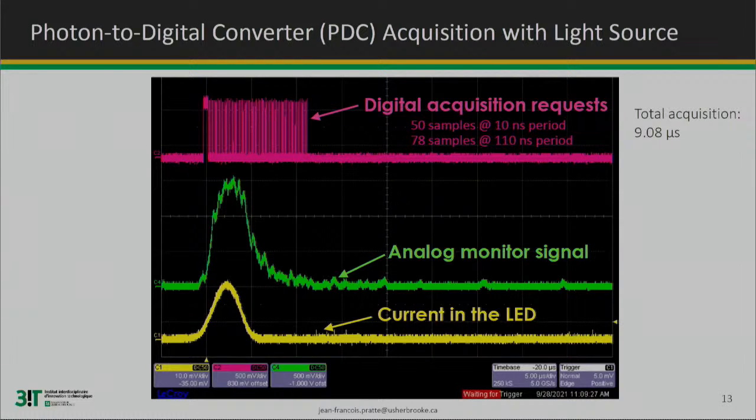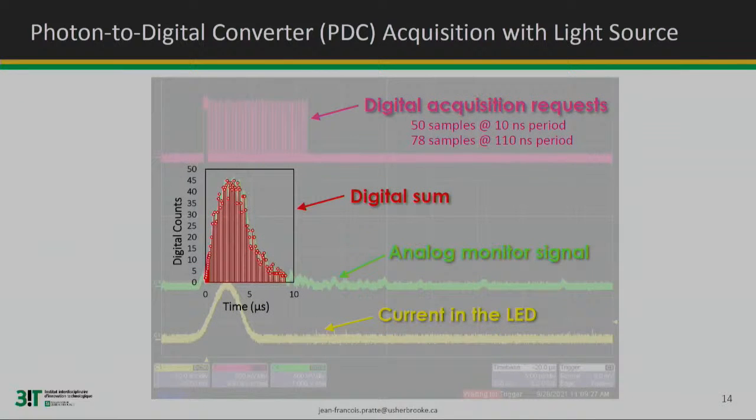In this case, as you can see, we have 50 bins at 10 nanoseconds and 78 bins at 110 nanoseconds. So the total acquisition was 9 microseconds. And if you look at the digital count, the digital bits that came out, and we look at the dots overlaid on the analog, it's basically exactly the same shape.